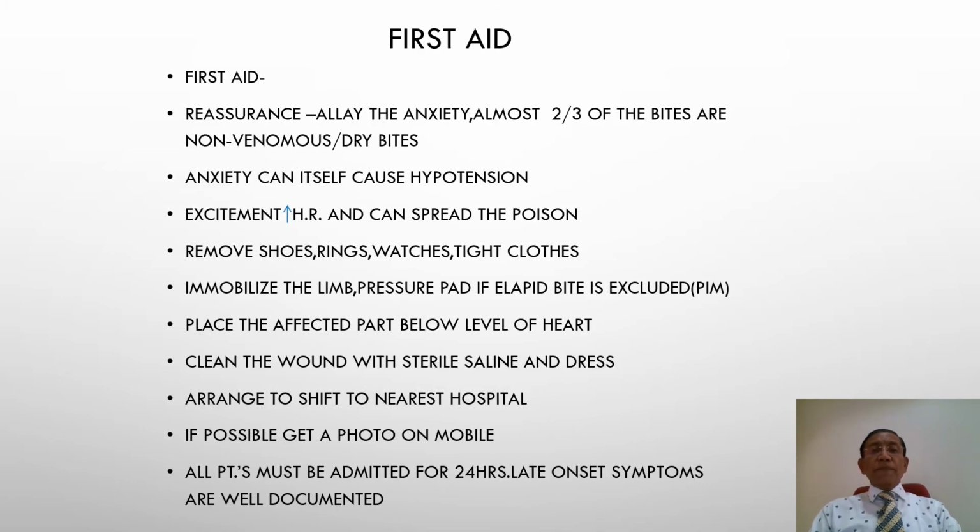The important thing to remember in first aid is that you must reassure the child, reassure the parents, and allay the anxiety. Almost two-thirds of the bites are non-venomous. They are called dry bites. You are going to recover. Even if you think that this is a poison, tell the parents that this is a non-poisonous bite and the child is going to recover, because anxiety itself can cause hypotension. Excitement increases the heart rate and can spread the poison.